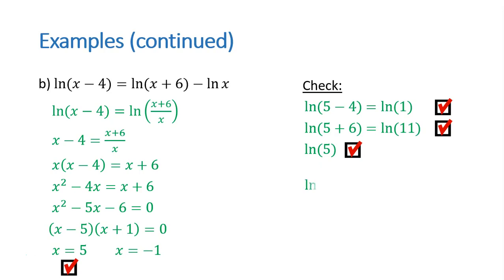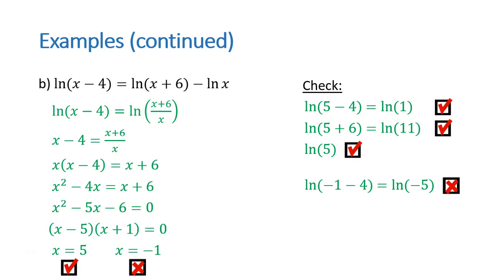Now let's check negative 1. So plug it into our first logarithm. Negative 1 minus 4 is negative 5. That is not defined. We don't even have to check the other two. If it doesn't work in the first one, it doesn't work for the entire problem. So because our check failed, our second solution is extraneous. Algebraically, it is a solution, but if we plug it back in, it gives us an undefined value, so it's not a solution to our equation.